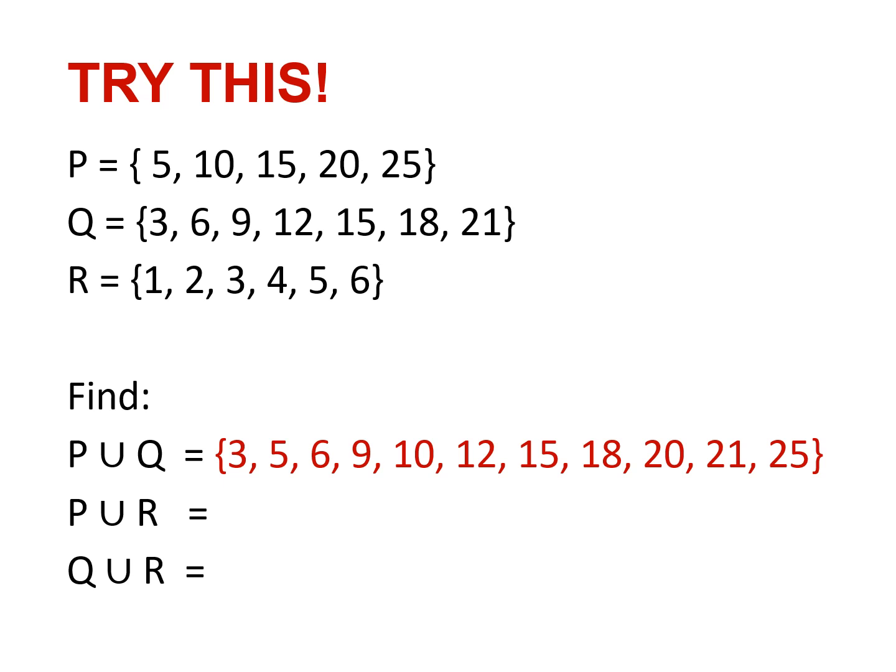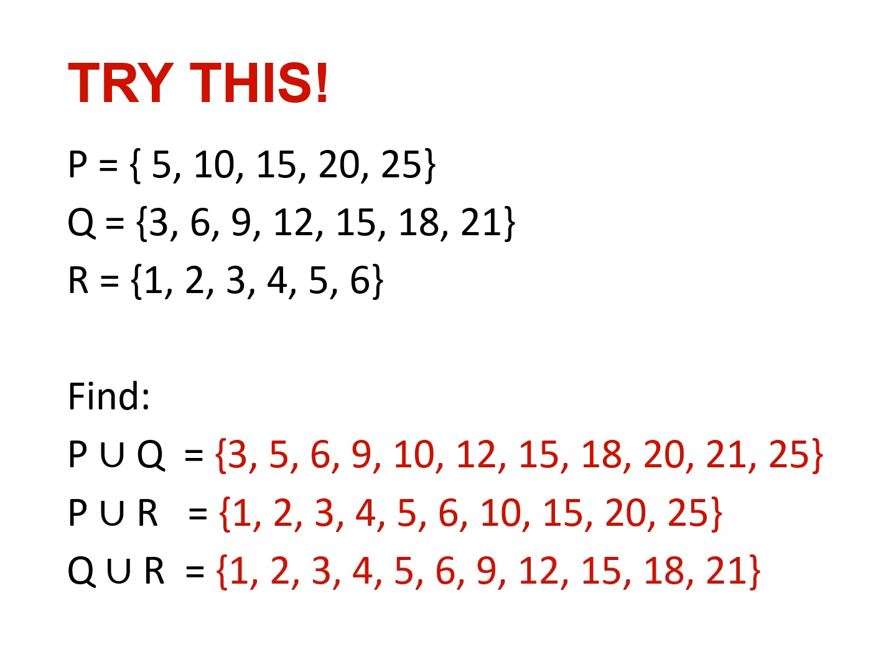Then for P union R, here's the answer. We have the elements 1, 2, 3, 4, 5, 6, 10, 15, 20, and 25. And of course, we have Q union R. You are given 1, 2, 3, 4, 5, 6, 9, 12, 15, 18, 21. Please take note that you just write the element once. For example, in Q and R, 3 appears twice, but you need to write it once in the set.